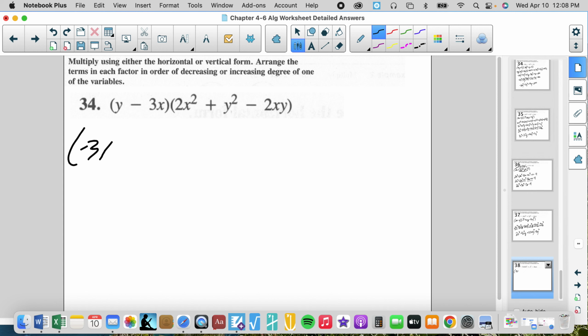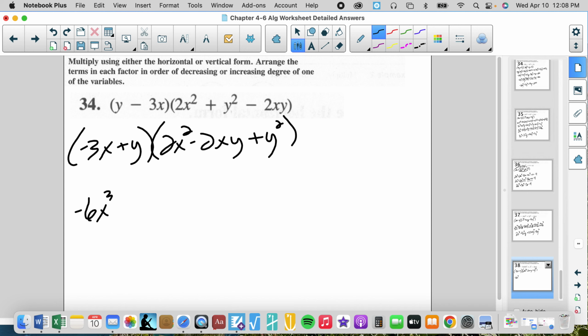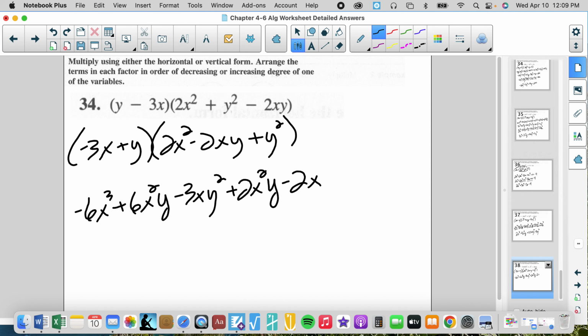Let's rewrite it. Negative 3x plus y, 2x squared minus 2xy plus y squared. That's going to be negative 6x to the cube. This is going to be positive 6x squared y. That's going to be negative 3xy squared. This is going to be positive 2x squared y. This is going to be negative 2xy squared, and this is going to be positive y cubed.